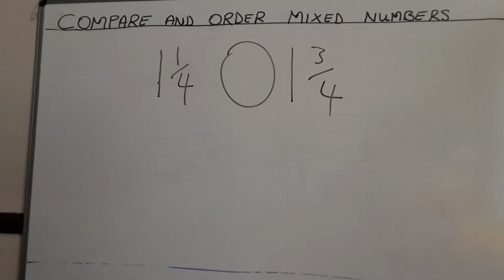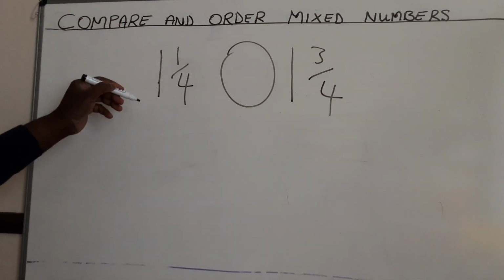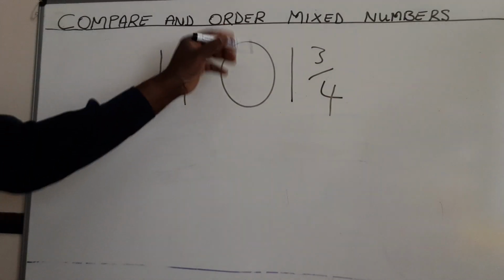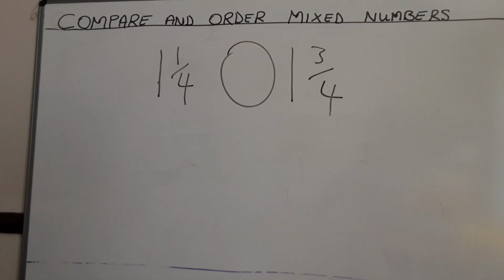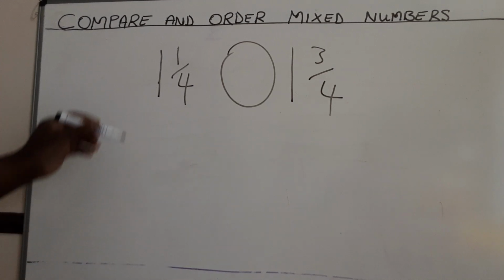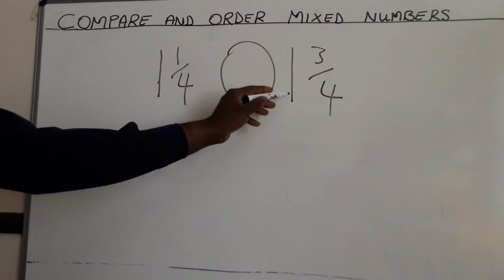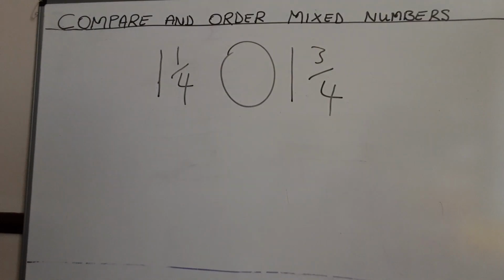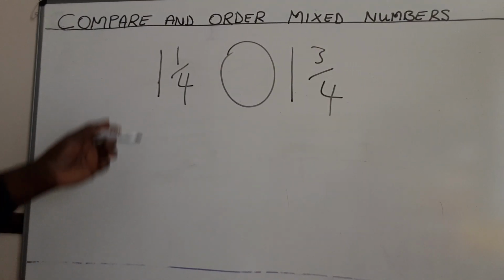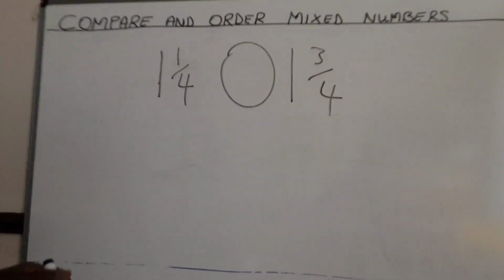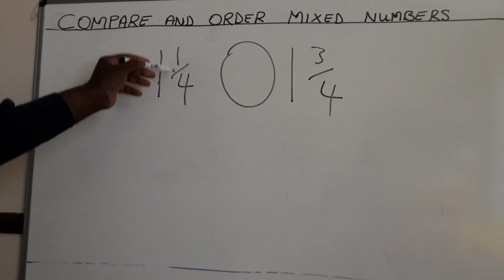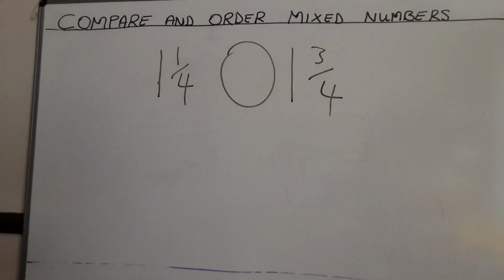Which fraction is smaller? Is it 1 whole and a quarter or 1 whole and 3/4? To do this, the first thing is we have to compare the whole numbers. So when we look at the whole numbers, we can see that they are the same. So if they are the same, what we have to do next is compare the fractions. So we can see that this is 1/4 and this is 3/4. So we can use the bar model also to represent this.